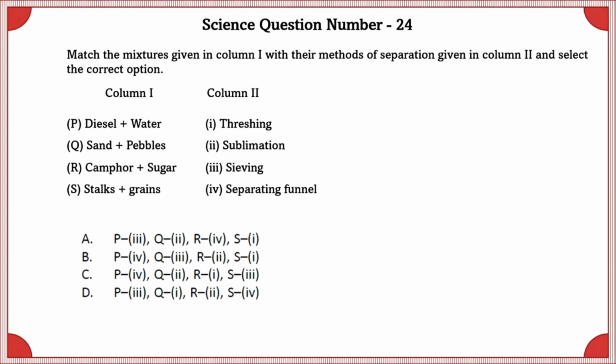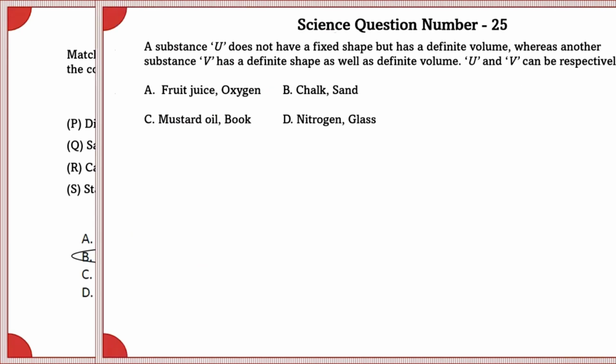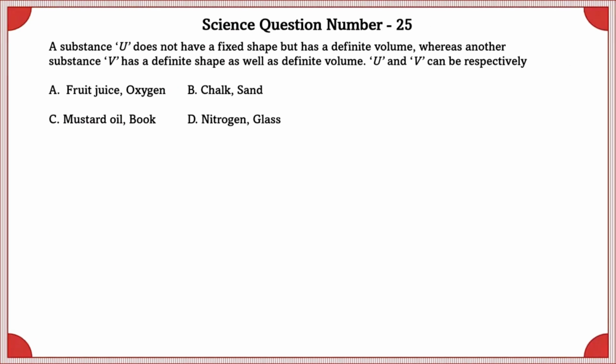Science question number 24. Match the mixtures given in column 1 with their methods of separation given in column 2 and select the correct option. The correct option is the B option. Science question number 25. A substance U does not have a fixed shape but has a definite volume, whereas another substance V has definite shape as well as definite volume. U and V can be respectively. U is a liquid and V is a solid. So according to this, the C option can be the correct option.